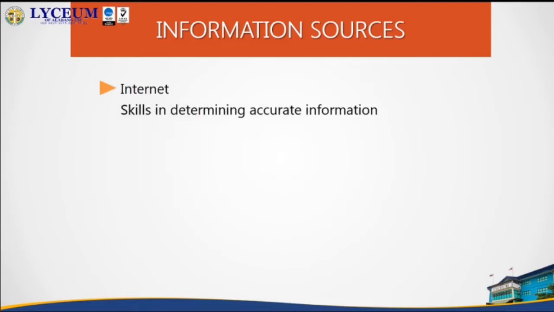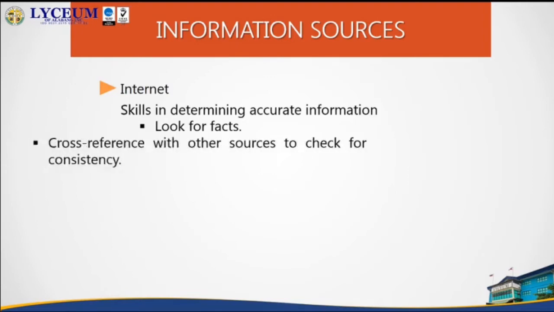Next, skills in determining accurate information. Number one is look for facts. It is the usual instinct of an information literate person to look for facts. So if we look for facts, we look for the truth, we look for the validated information.